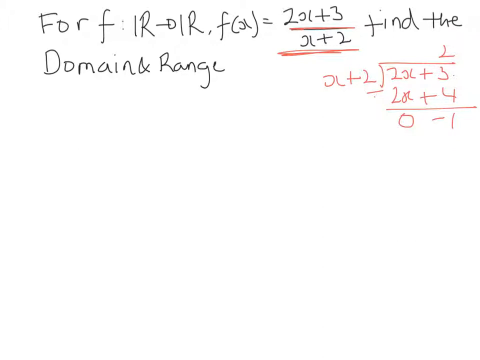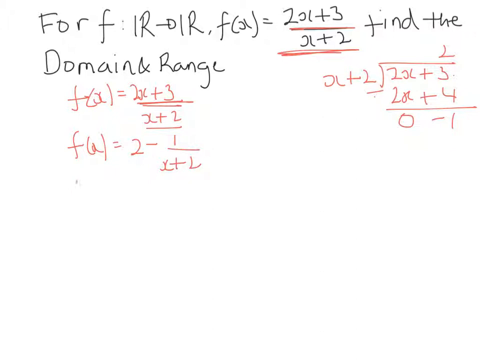So I could write this function f of x as 2x plus 1 over x plus 2. I can rewrite that and say, well, there was 2 times that this went into this, and there was a minus 1 remainder. Now if I write this the other way around, you'll remember that this is the form for a hyperbola. Now let's see here.